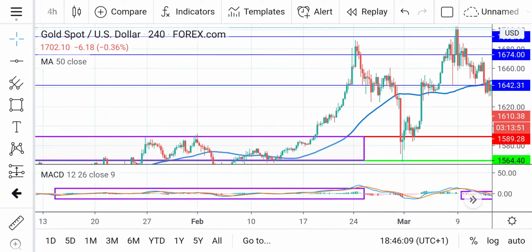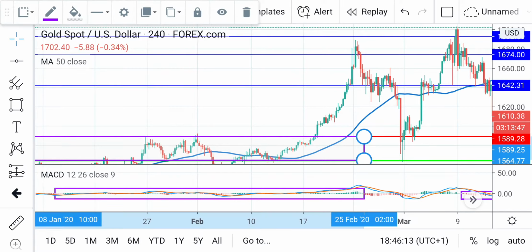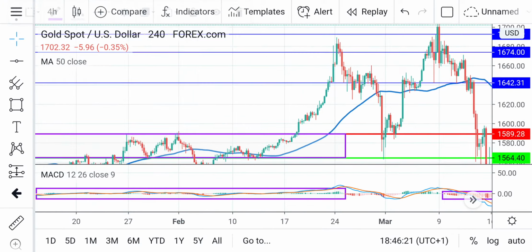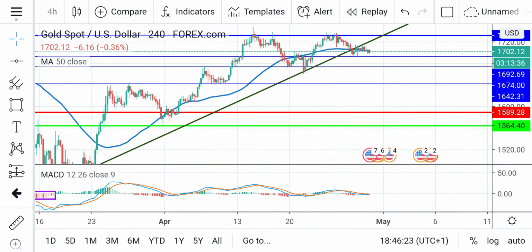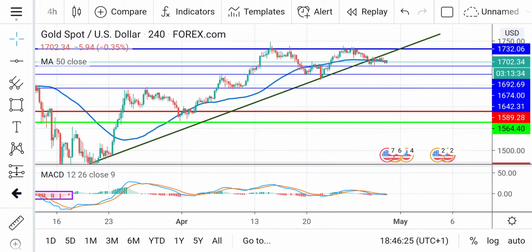So how do you use the MACD indicator to filter trend? So this is how you do it. You can see over here.